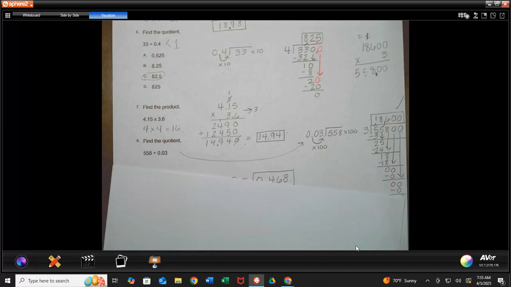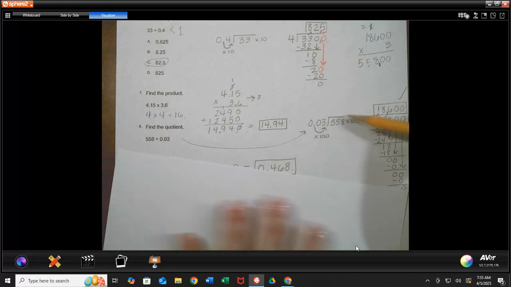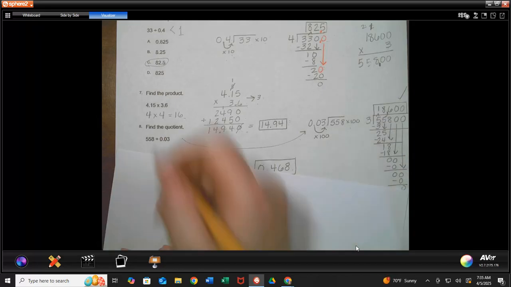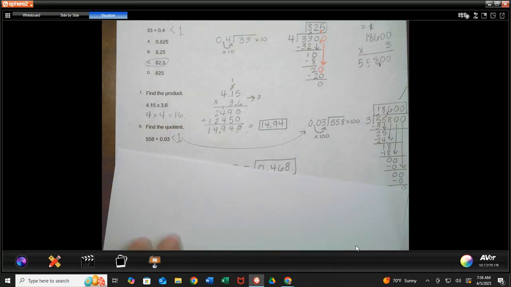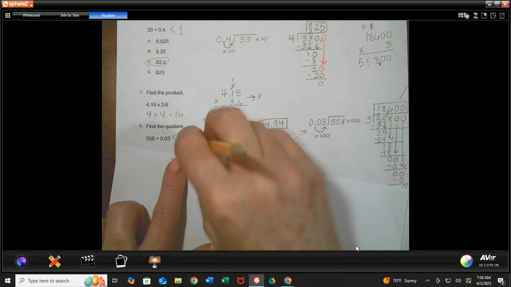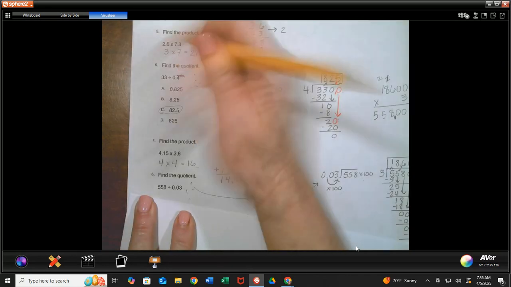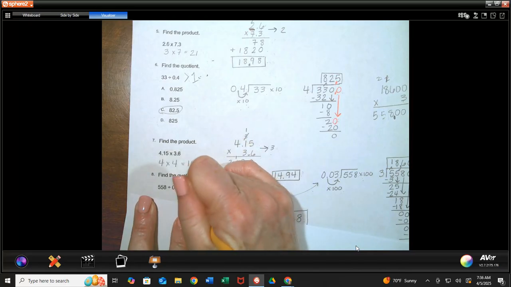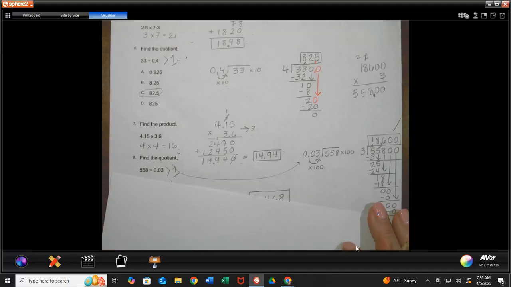Next one, 558 divided by 300. So number 8 is a whole lot like number 6. So when I divide, I have 558 divided by 300. My answer is obviously going to be a lot smaller than 1 whole because I'm dividing by a very small, it is not. It's going to be larger than 1 whole. I did that on both of them. Go back. My answer is greater than 1. When I multiply or divide by a decimal less than 1, I'm going to have a larger number than 1. I'm sorry, it's very early in the morning.